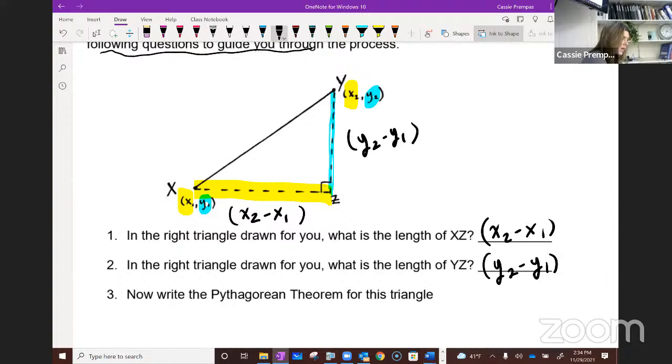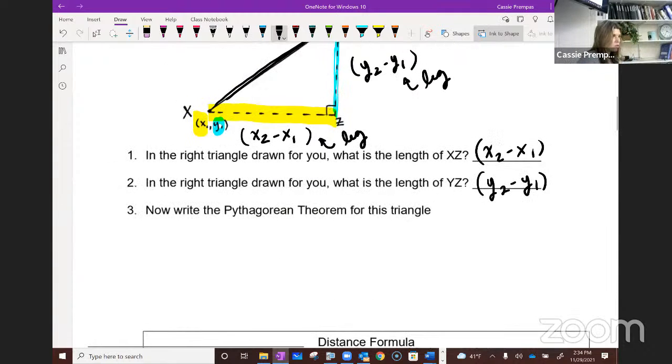Okay, so Caleb gave us how to show the distance of one leg. Mario gave us how to show the distance of another leg. So now we can use this to represent the distance of the hypotenuse, xy. So that's what we would do in number 3. It says, now write the Pythagorean theorem for this triangle. Quick reminder, the Pythagorean theorem is the leg squared plus the leg squared is equal to the hypotenuse squared.